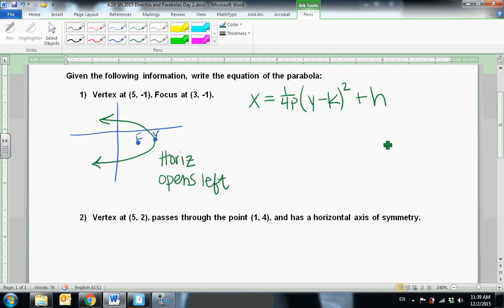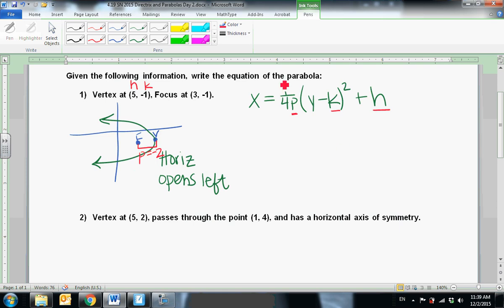All right, so the things we must find out are what? Okay, we have to know p, and we have to know k and h. What do we already know? k and h, because our vertex is (5, -1), which means h is 5 and k is -1. So we need to find p. How do we get p? Yeah, distance from the vertex to the focus. What is that distance? 2. Just 2? -2. Good, because it opens to the left.